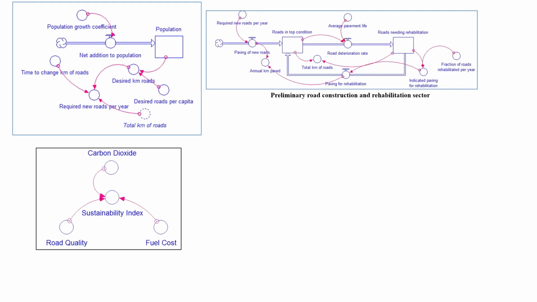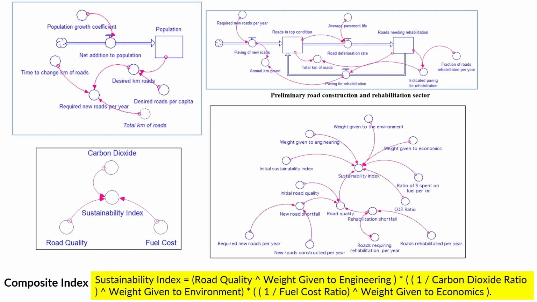And this is where the modeling through sectors comes very handy. So you can have a sector which is the population growth and the road building. You can have one with the sustainability index. You can have an environmental sector. And then finally, you can model this with a composite index. This is a composite index. This is not the composite index. You can come up with several composite indices if you want. But sustainability index, for example, can be denoted by a combination of road quality, fuel cost, and carbon dioxide, right?